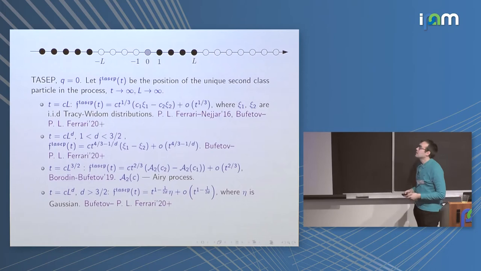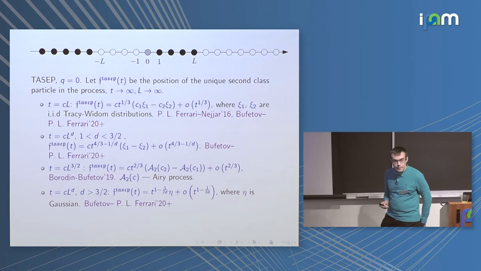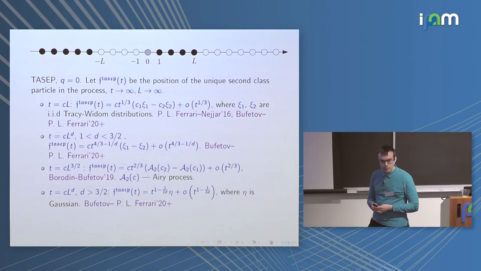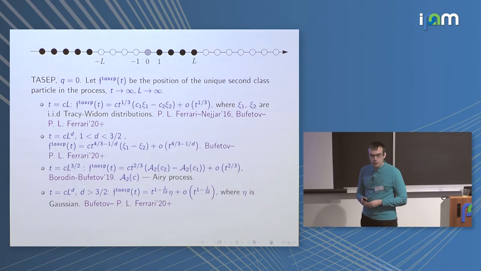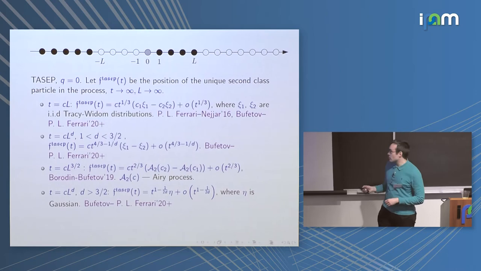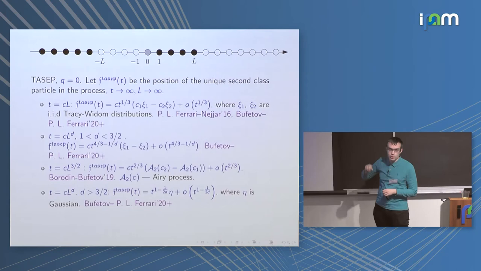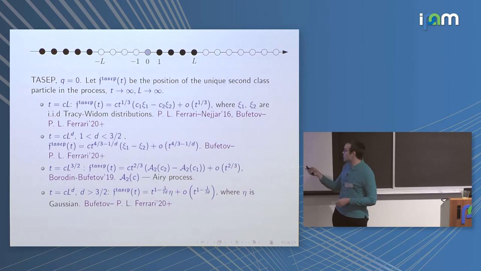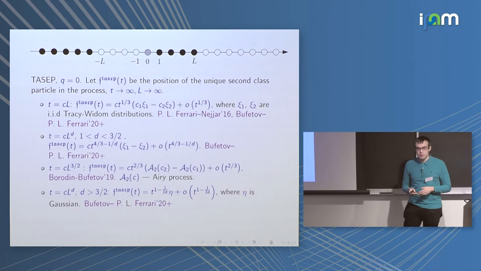Even before we talk about the second class particle, what happens to the other particles in these time intervals? Is there some sort of limit shape going on, or are they still converging to something nice? Yeah, it's quite known. Even for first class particles, there were works of Patrick Ferrari on what's going on with the height function. The law of large numbers is a solution to Burgers' equation, and then as for fluctuations, like for this shock, some special effects appear, which are also related to two independent Tracy-Widom distributions.